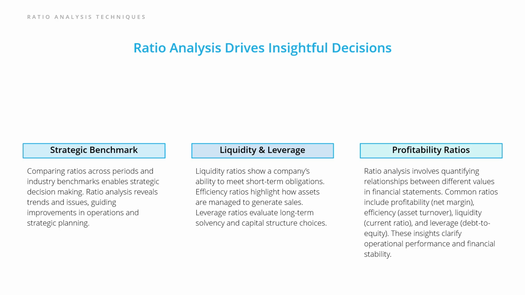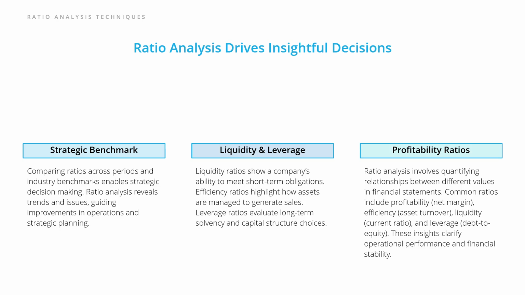Strategic benchmarking means comparing financial ratios over different periods or against industry standards to inform decision-making and guide planning. Liquidity and leverage ratios help you assess whether a business can meet its debts and how stable its capital structure is. Efficiency ratios show how well assets are generating sales. Leverage ratios reveal the extent of company borrowing and financial risk. Finally, profitability ratios help clarify operational strength and overall stability. Metrics like net margin, asset turnover, current ratio, and debt to equity all paint a detailed picture.